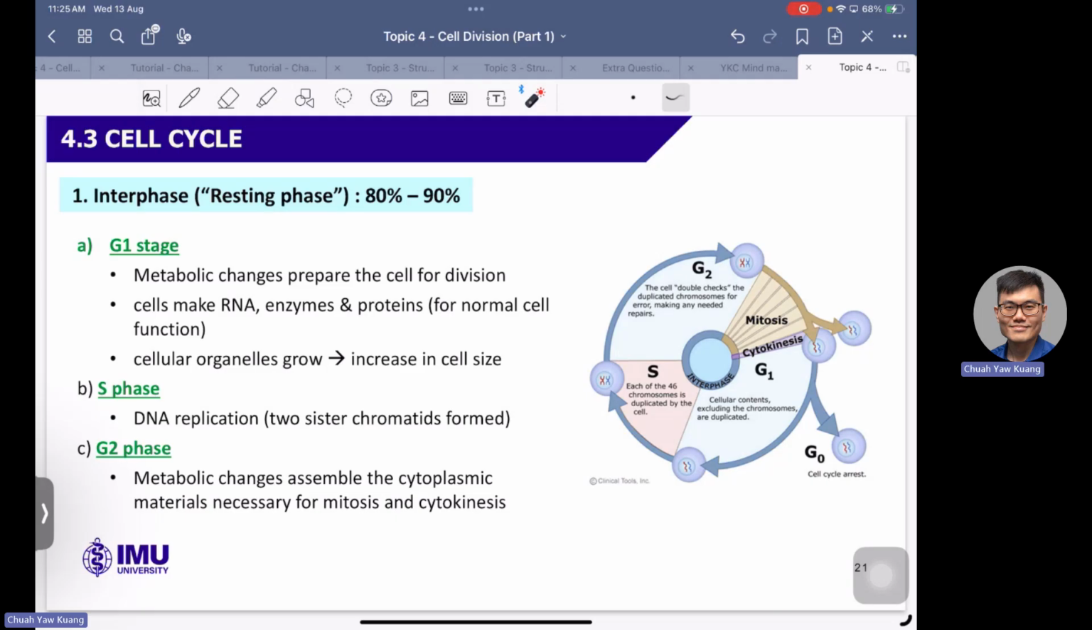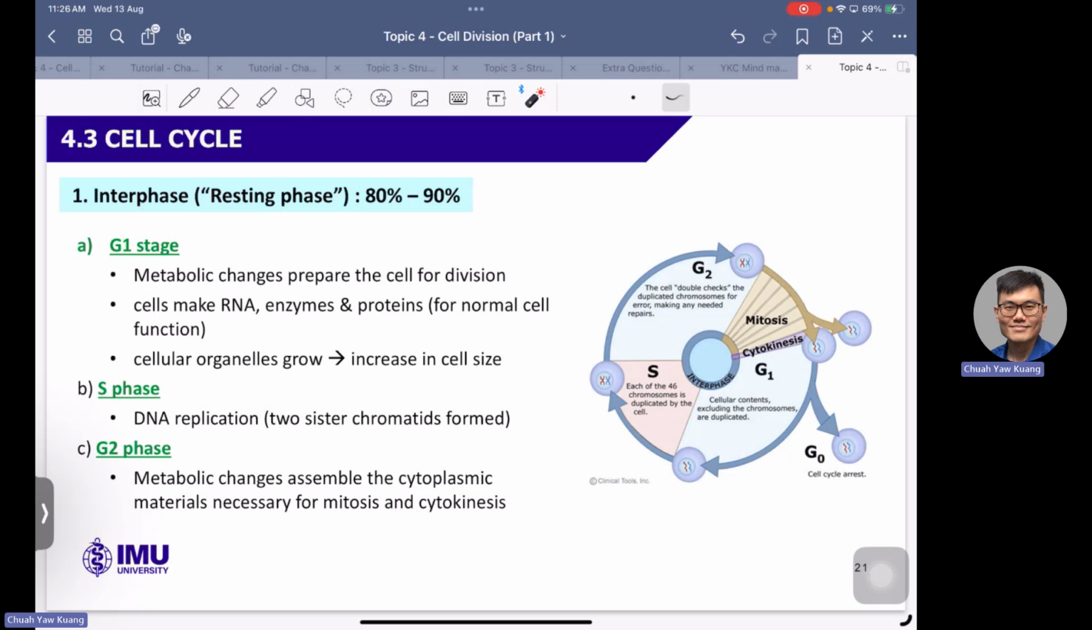Yeah, then M phase is mitosis or meiosis. Then they produce the daughter cell, then they continue. So the new daughter cell will undergo G1 and G2, and only then can they replicate again. So that is how it occurs. That is the cell cycle.